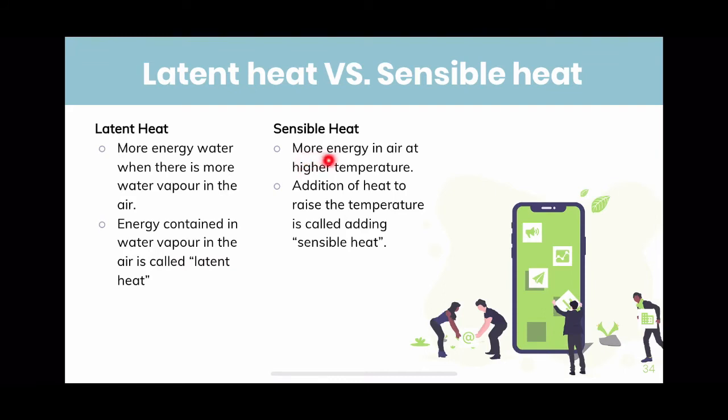Sensible heat is more about energy in air at higher temperature. It is the addition of heat that raises the temperature. That means, for example, the air is at 20 degrees Celsius and increases to 26 degrees Celsius without the addition of water, for example, water vapor. So this is called sensible heat, right?